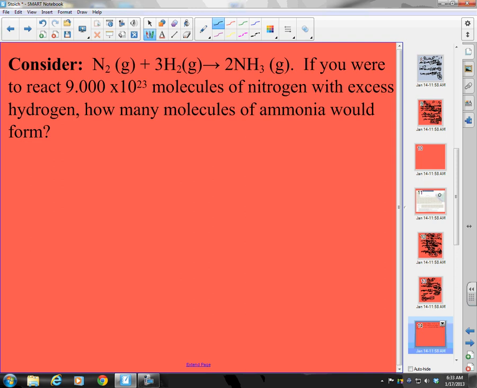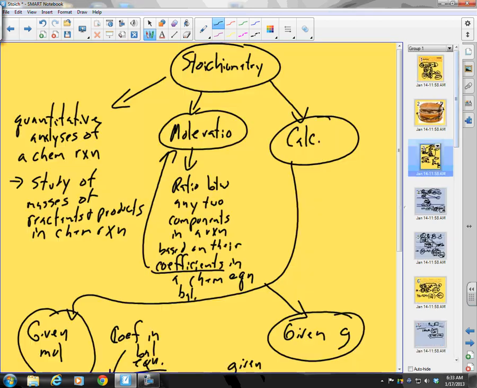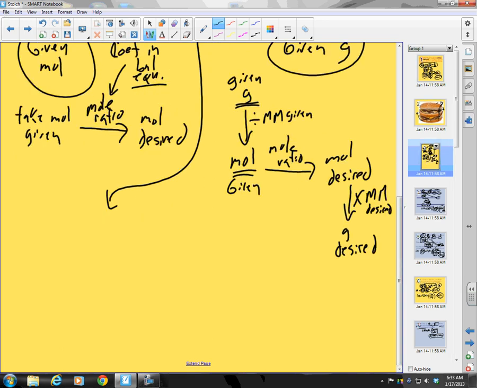Ah, this looks a little harder. Maybe I need to give you a hint. What's different here? Well, we're not starting with grams, we're starting with molecules. You can do this, but if I give you a hint, you'll be able to do this just fine. What happens if we're not given moles and we're not given grams, but we are given particles?